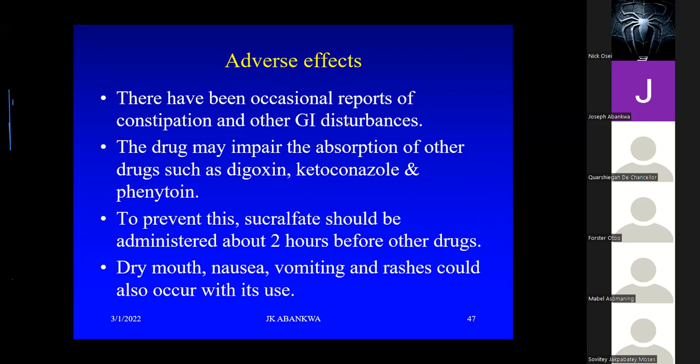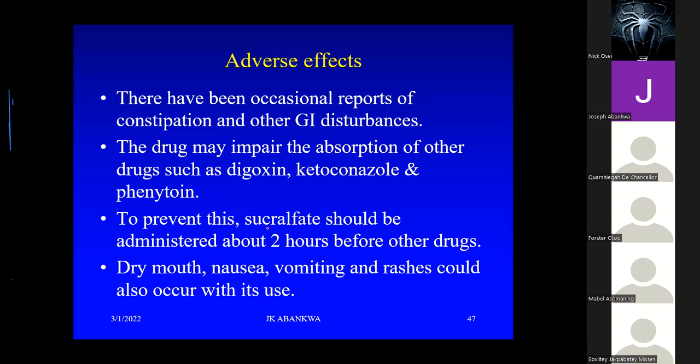There have been occasional reports of constipation and other GI disturbances. The drug may impair the absorption of other drugs such as digoxin. And digoxin is a drug used in the treatment of heart failure. So if it impairs the absorption of digoxin, that means that the person could die, because in heart failure, the person can't even pump blood throughout the whole body. And this drug is impairing it. Be disastrous. Also, it can impair ketoconazole and phenytoin.